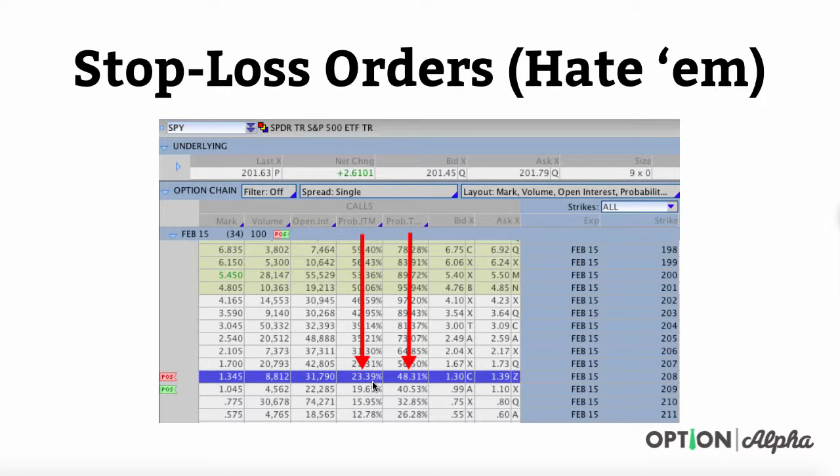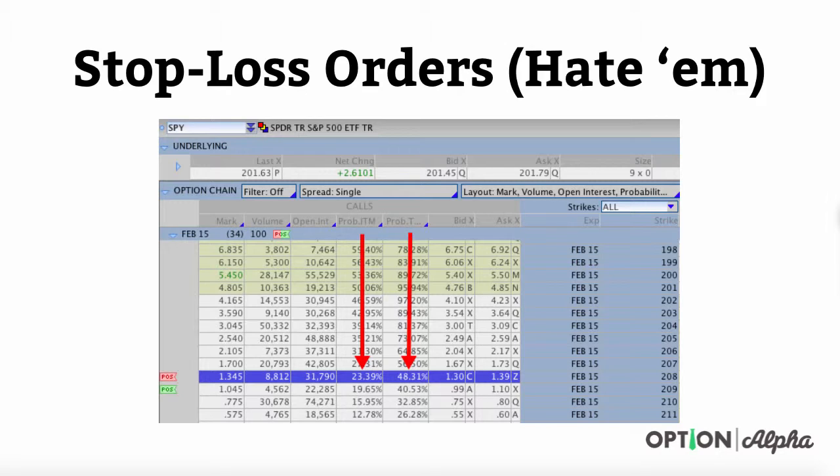Now here's why stop loss orders create more losing trades. If you have a stop loss order in here and you start to lose on this trade, the stop loss order is going to trigger and get you out of this trade. Specifically, what we find when we calculate the probability of touch, and probability of touch means SPY at some time between now and expiration goes up to and just trades at one time, just one contract or one share traded at 208, the probability of that happening is 48%. So it's almost double the probability of SPY staying up there.